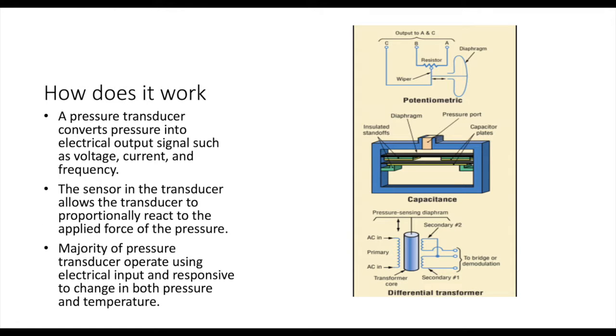How does a pressure transducer work? A pressure transducer converts pressure into an electrical output signal, such as voltage, current, or frequency. The sensor in the transducer allows the transducer to proportionally react to the applied force of the pressure. The majority of pressure transducers operate using electrical input and are responsive to changes in both pressure and temperature.